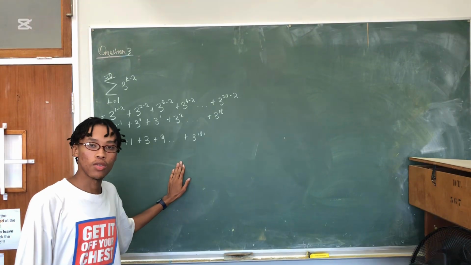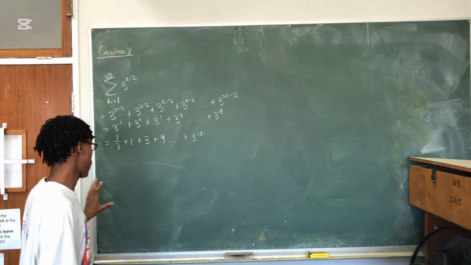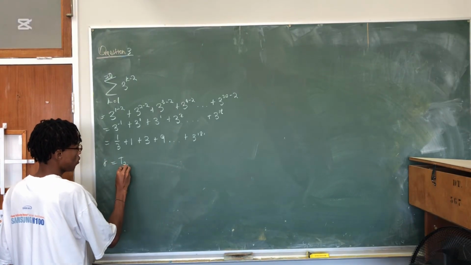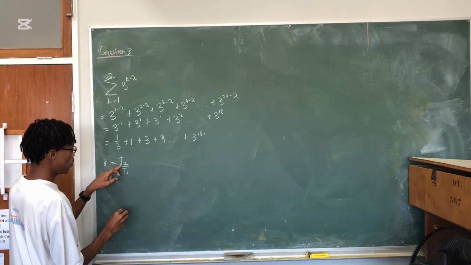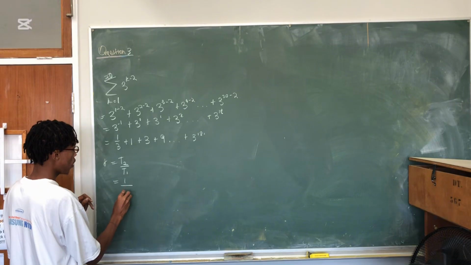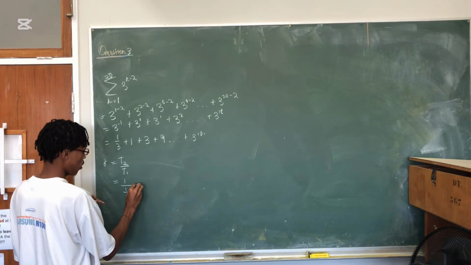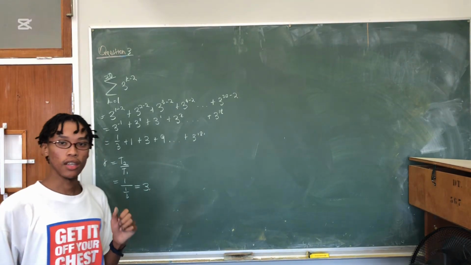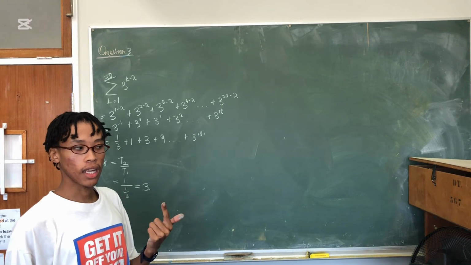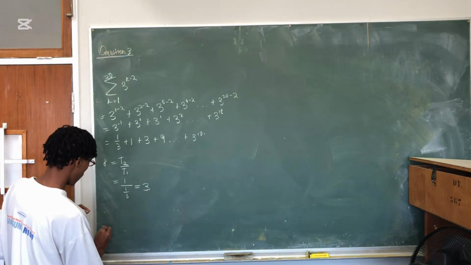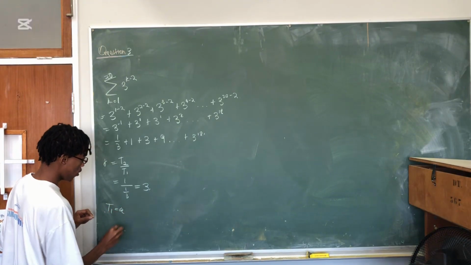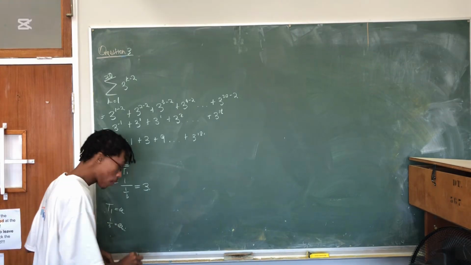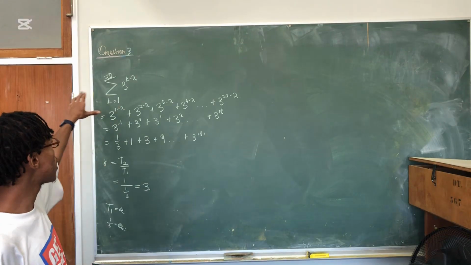If you're not sure, you can always use a calculator, but this is a geometric series. So r is going to be the second term over T1. Our T2 is going to be 1, then our T1 is going to be 1/3. R is going to be 3. And in terms of a geometric series or an arithmetic series, our first term is equal to a. So in this case, 1/3 is a.